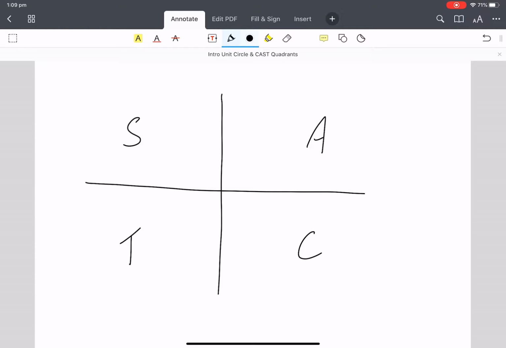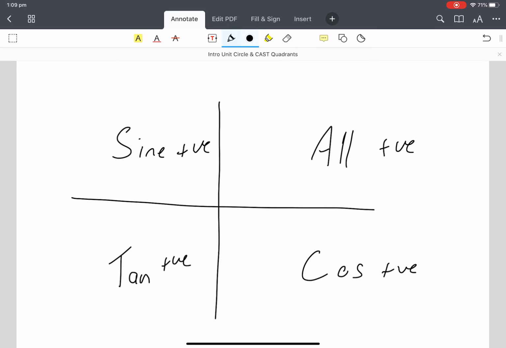I'm not really into gimmicks, but what this A stands for is all trigonometric ratios in that quadrant are positive. So sine, cos and tan are all positive. Over in quadrant 2, sine is positive and everything else is negative. Down here in quadrant 3, tan is positive and everything else is negative. And in the C quadrant, quadrant 4, cos is positive and everything else is negative. So yes, you can use your CAST quadrants to work out whether your answers are positive and negative.